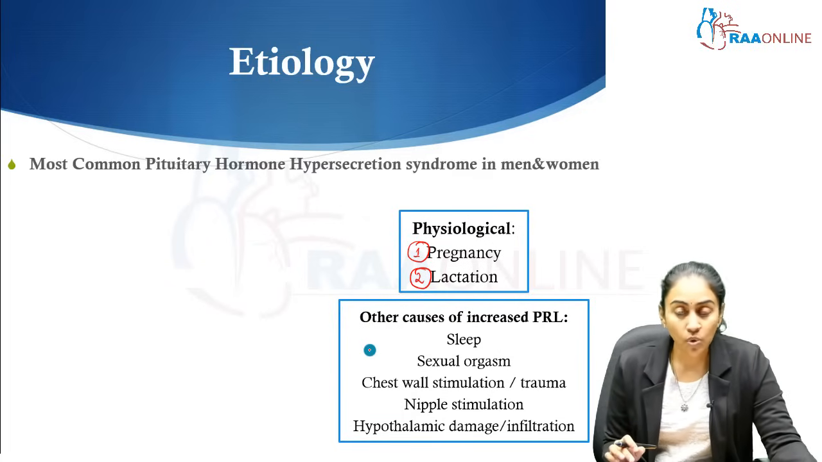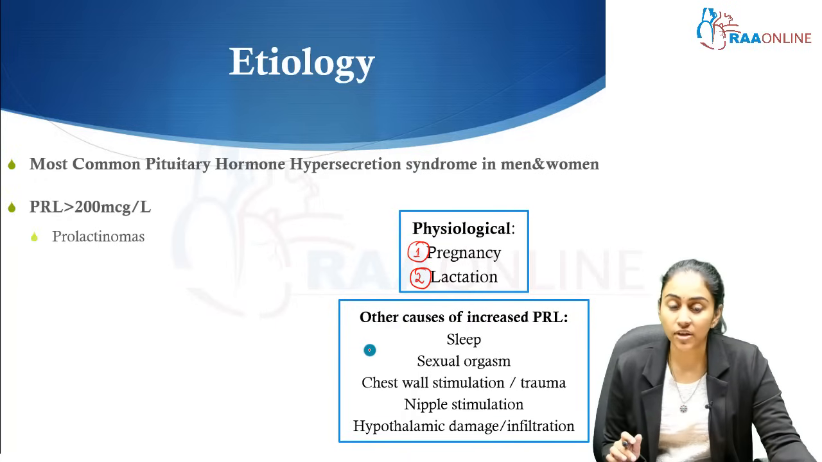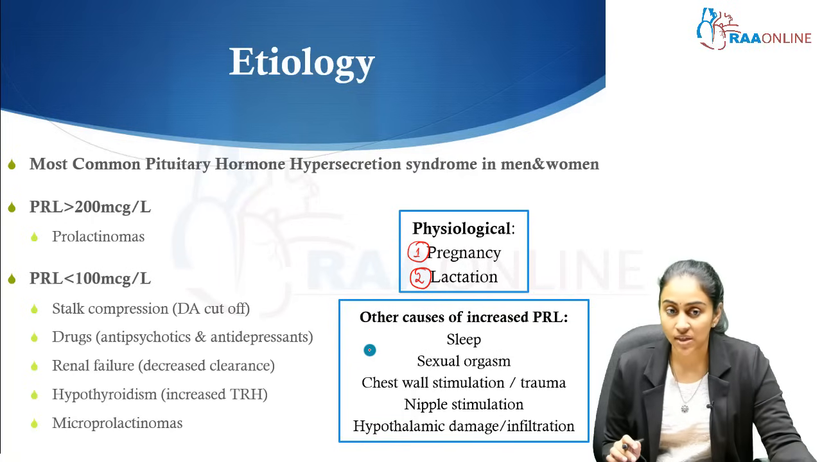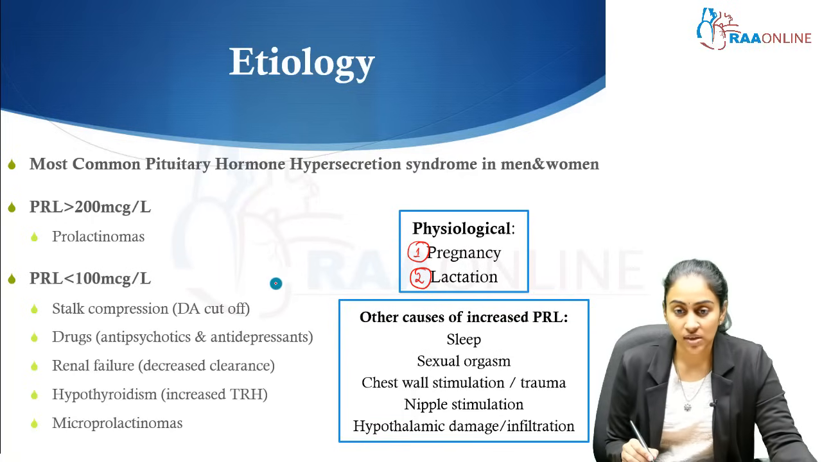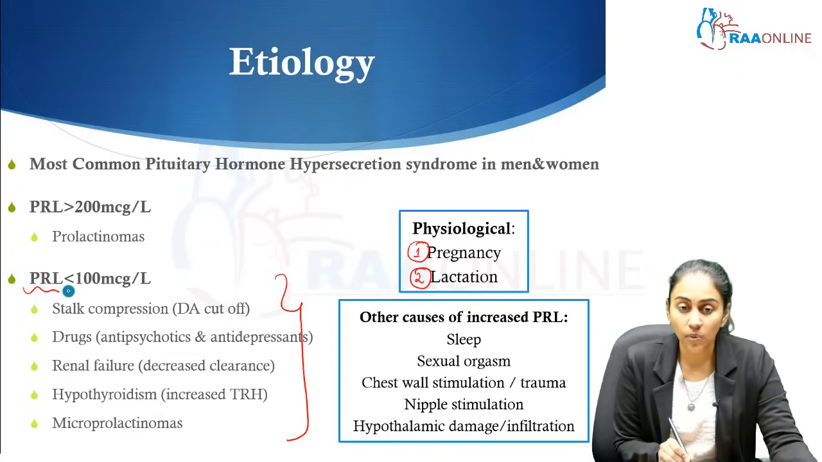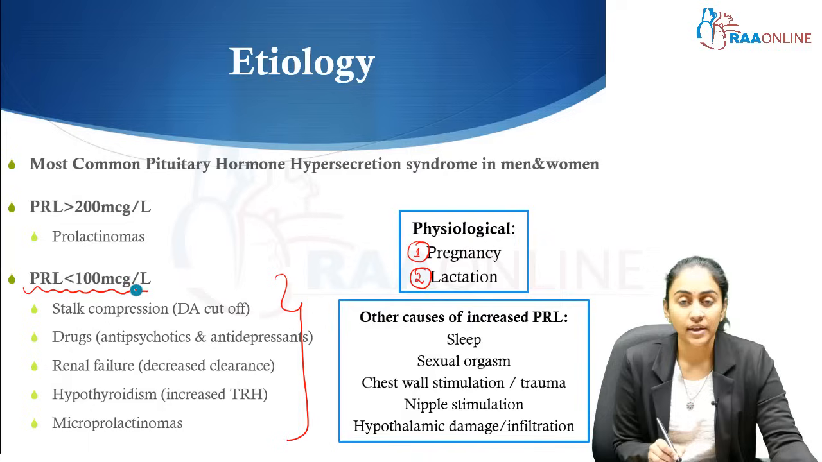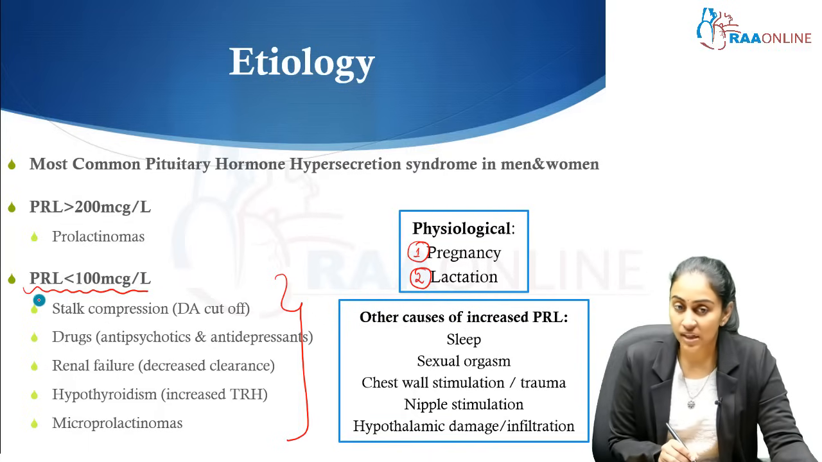So, this is the most common pituitary hormone hypersecretion syndrome both in males as well as in females. A prolactin level of more than 200 microgram per liter is generally seen with prolactinomas, and with a prolactin level much lesser, less than 100 microgram per liter, we'll have to think of other causes. This, however, is more common and we end up evaluating these patients a lot. So, remember that a prolactin less than 100 microgram per liter can be seen with stalk compression because the inhibitory control of the hypothalamus gets cut off.